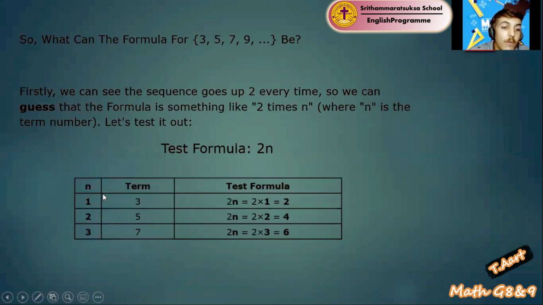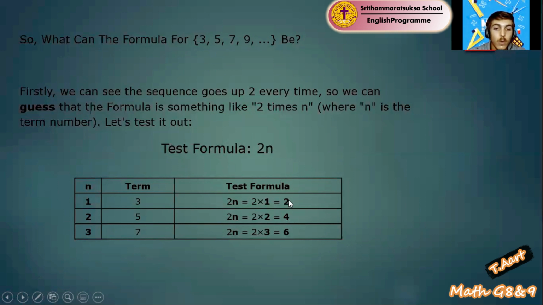Okay, our first term is 3. N is 1 over here. So 1 times 2 is 2, which is not the same as our term, but it's close. The second one would be 2 times 2, which is 4, which is also close. And the third one would be 3 times 2, which is 6, which is also close. But so we can see this formula 2n is not correct.